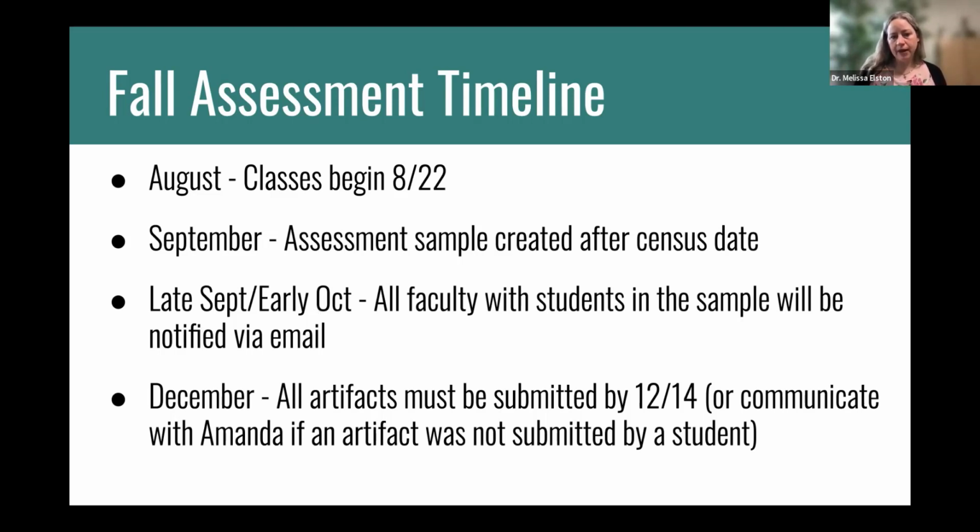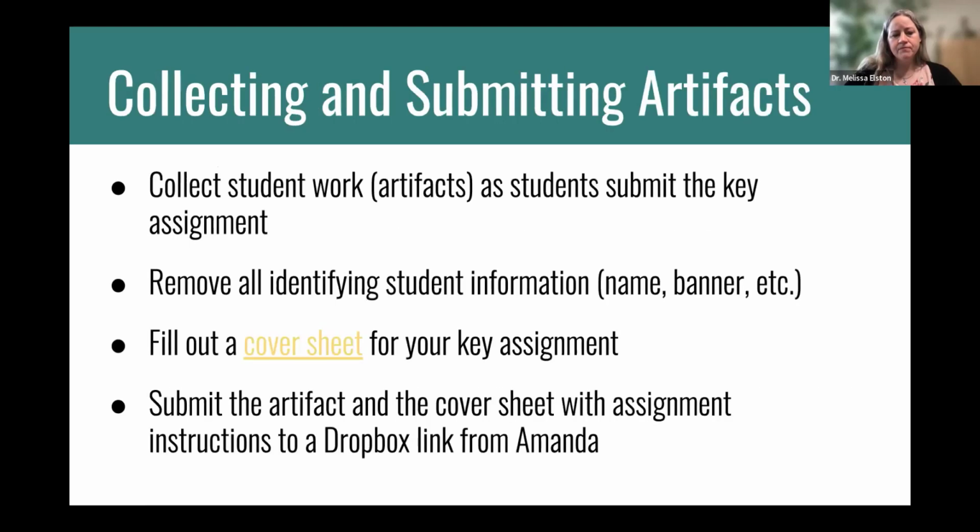So you should be getting an email from me or Amanda, probably Amanda, saying, hey, congratulations, you're part of the sample this year. Here are the students we need work samples from. And then you have until December to get those in. The deadline's in mid-December on the 14th. So when you collect and submit artifacts, we've got a cover sheet that kind of walks you through the process and allows you to articulate how the assignment aligns to the rubric.